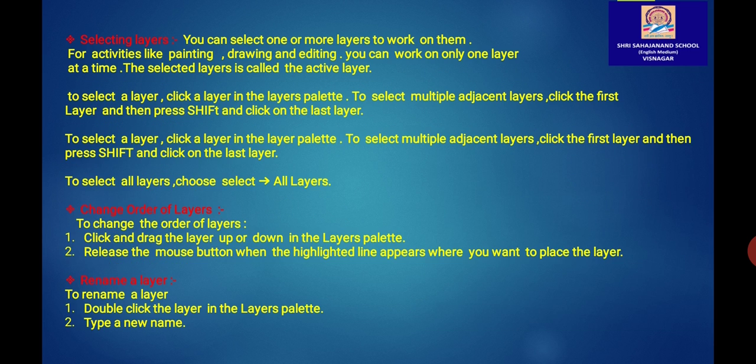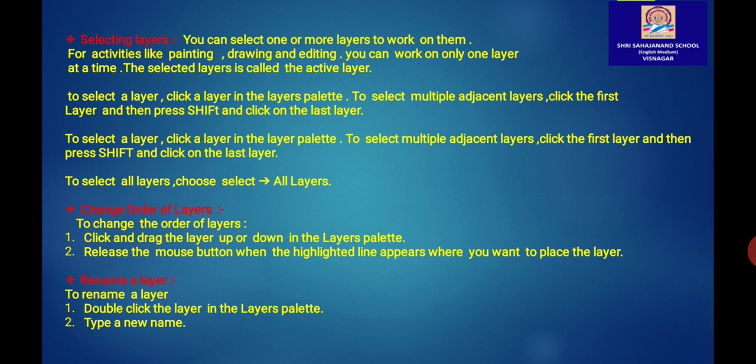Now selecting layers. You can select one or more layers to work on them. For activities like painting, drawing, editing, you can work with only one layer at a time. The selected layer is called the active layer. To select a layer, click the layer in the layers palette. To select multiple adjacent layers, click the first layer and then press Shift and click on the last layer. To select all the layers, choose Select and All Layers.